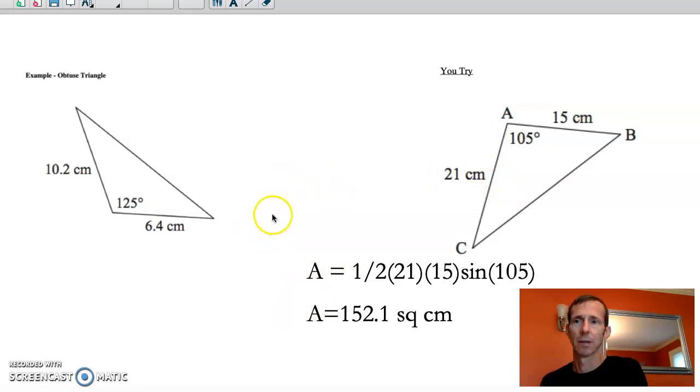So that is, in general, how you do area using trigonometry instead of using 1/2 base times height.